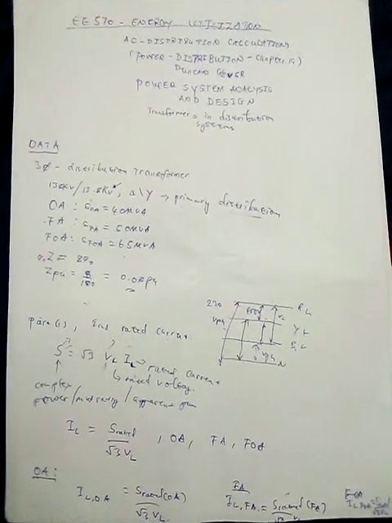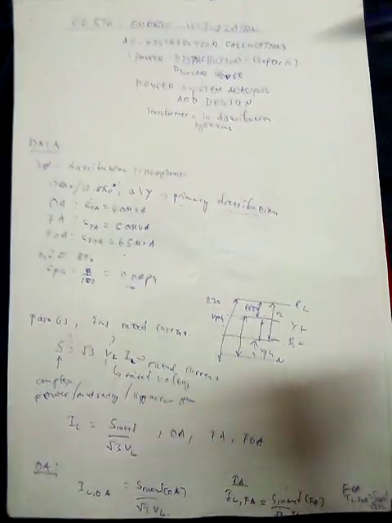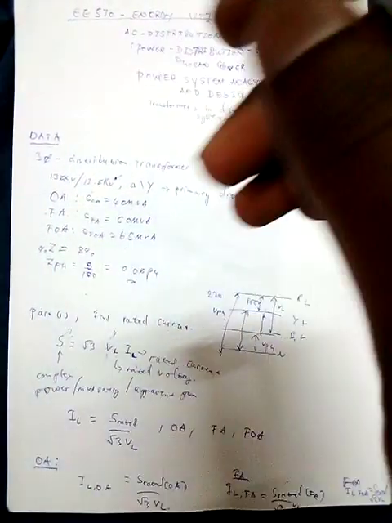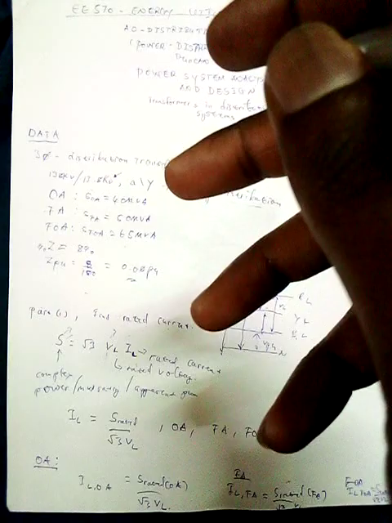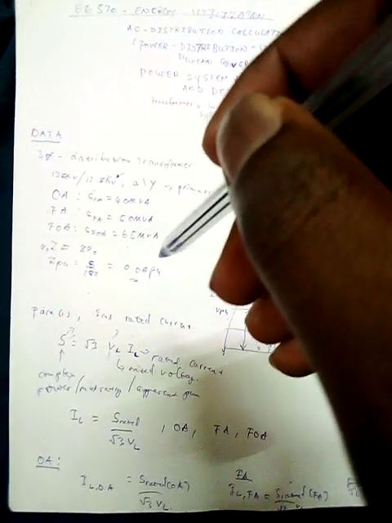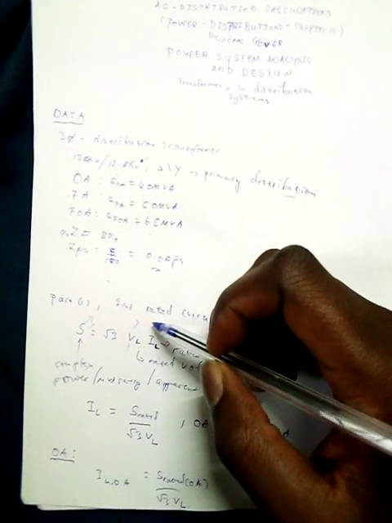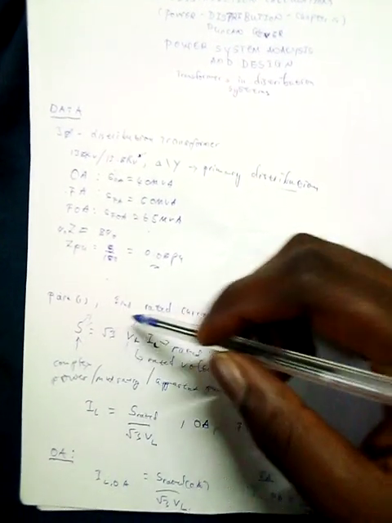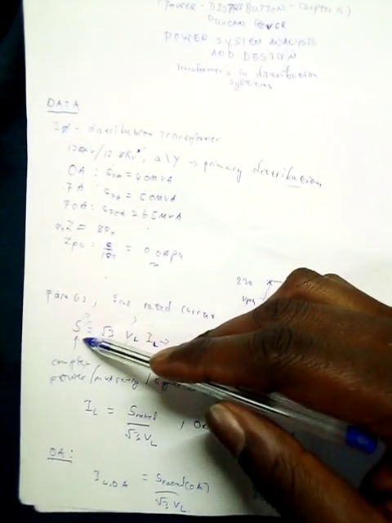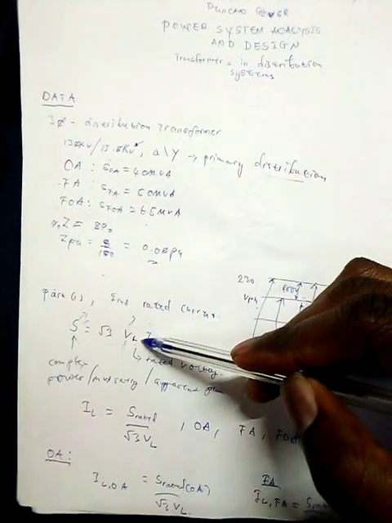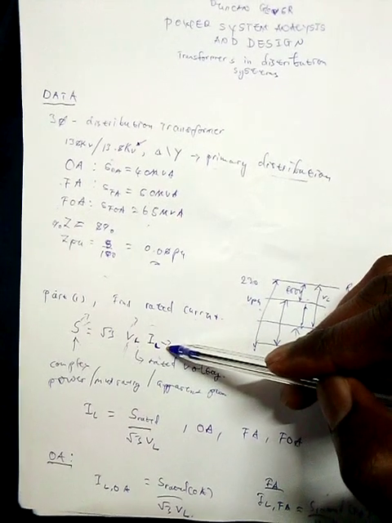Yeah, so we are about to continue from the previous video where I was discussing what these various symbols mean with regards to this particular question. Now, the first part of the question requires us to calculate the rated current. As you can see, the formula we're going to use is S equals root 3 multiplied by the line voltage multiplied by the line current.